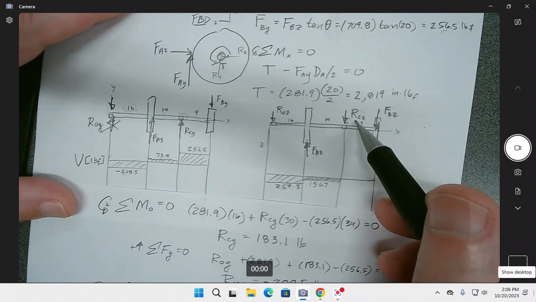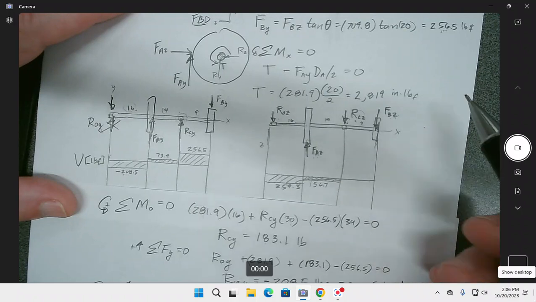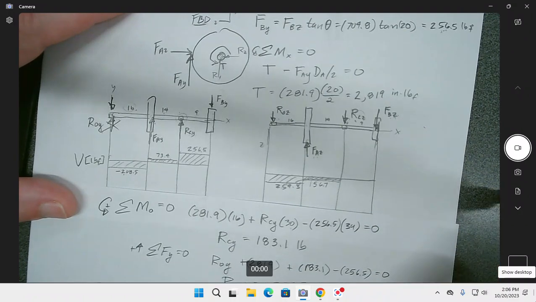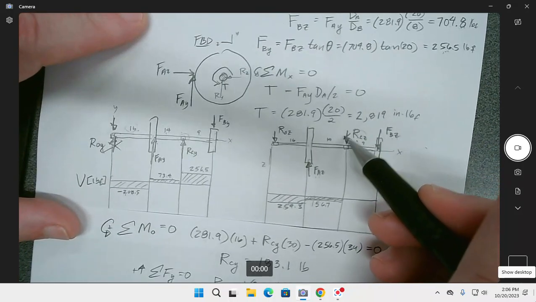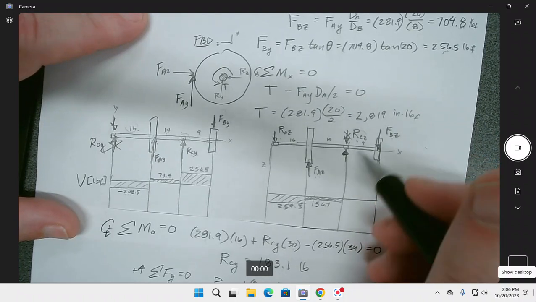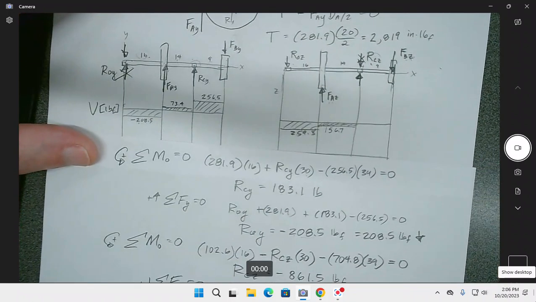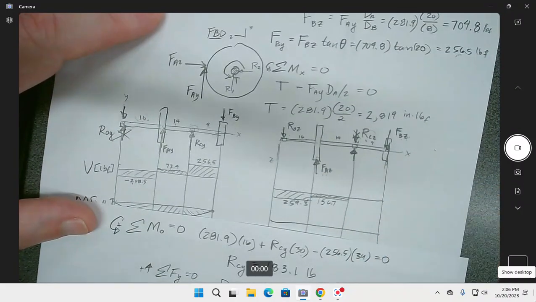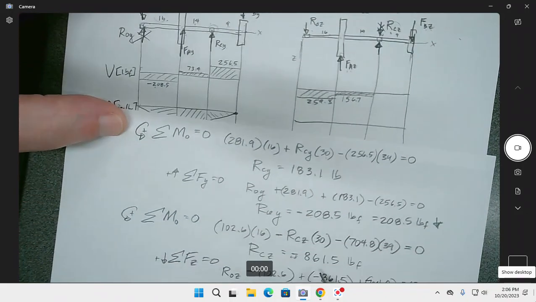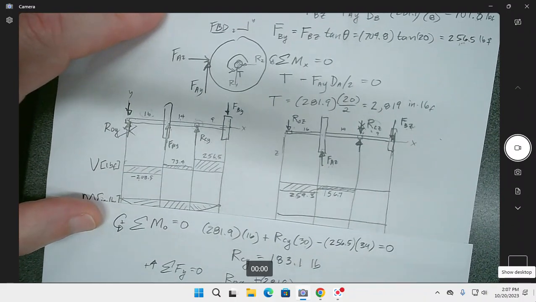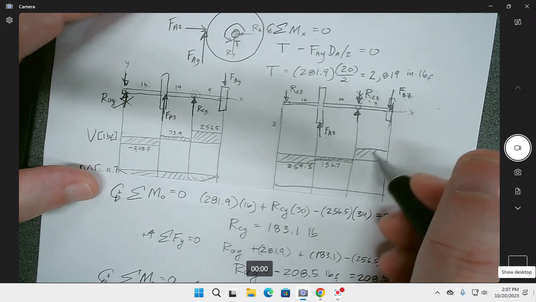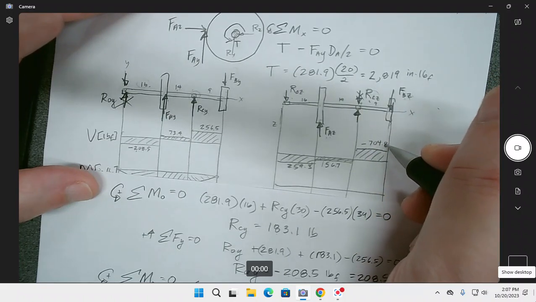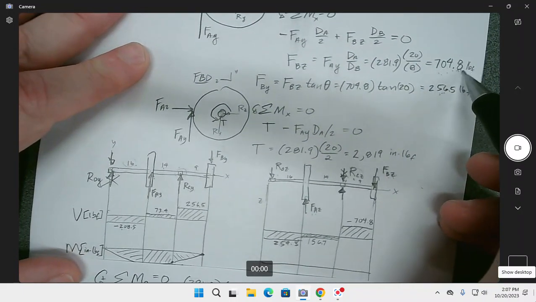Oh wait, yeah, I remember. I messed up already. Our CZ, recall, we found that it was actually going in the negative Z direction, right here. So I have to be careful there. That's got to go up, and it was a value of 861.5. That's a lot. So we get right here the negative 704.8, which should match up with FBZ. That confirms we got that right.